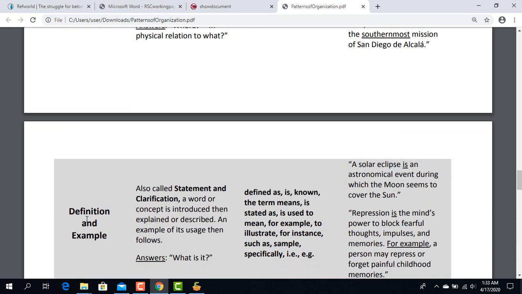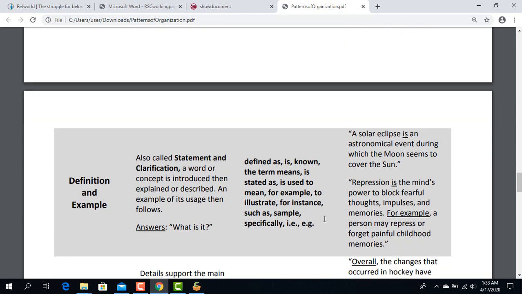Now we have definition. Definition is when there is a certain word or a concept and you are explaining it. Okay, so when you're explaining it, then this is definition. Signals: defined, is known, etc. Example: repression is the mind power to block fearful thoughts, impulses, and memories. For example, a person may repress or forget painful childhood memories. We're discussing here repression, so this is definition.